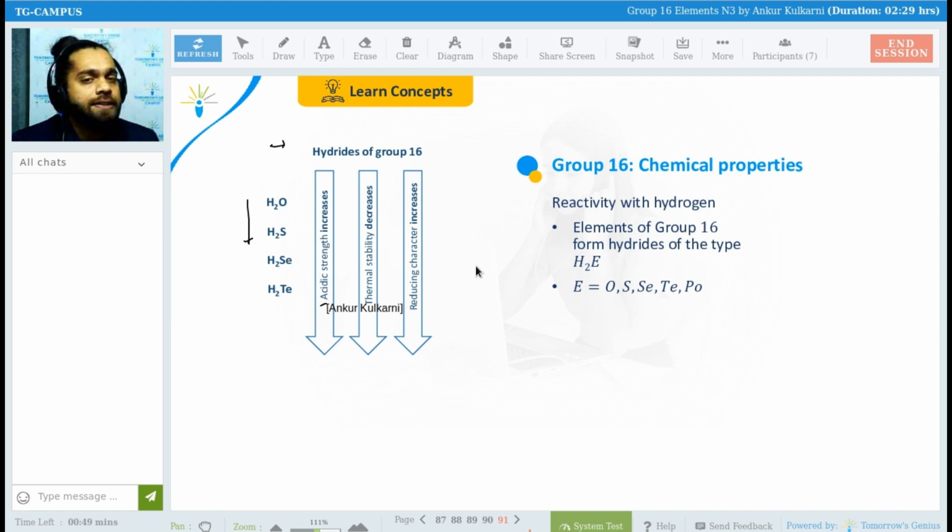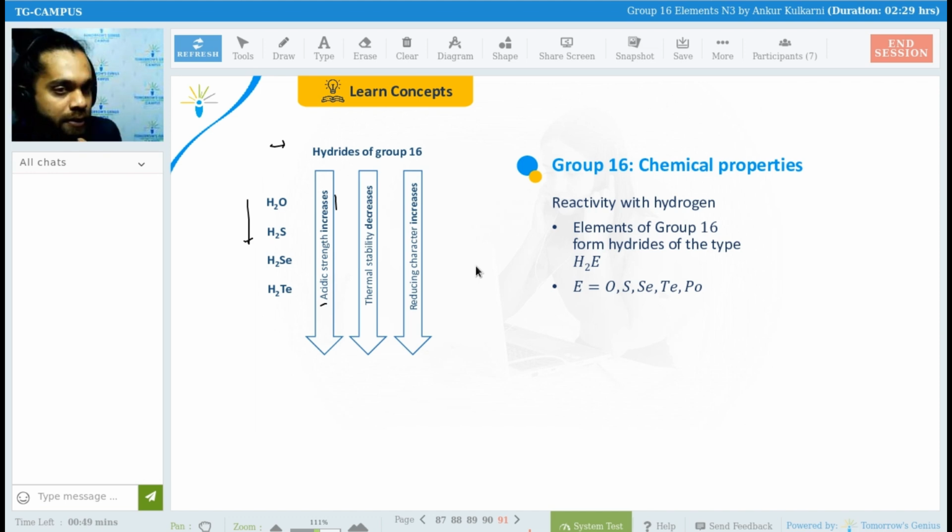What will be the reason your acidic strength increases? Sarjana, Sasidharan, Anthony, what do you think? Why your acidic strength, Anthony? Where is your focus? Look onto the screen. Keep the mobile aside. As you go down the group, why is acidic strength increasing? Sarjana, what can be the reason? Sasidharan, what is the logical reason?